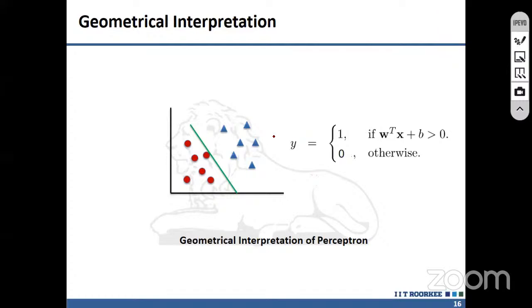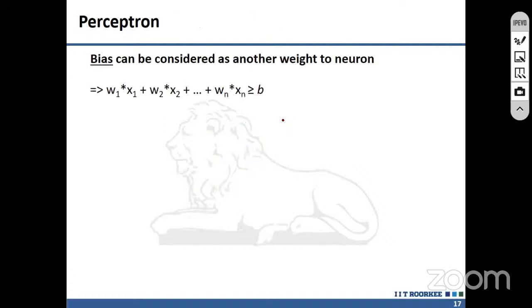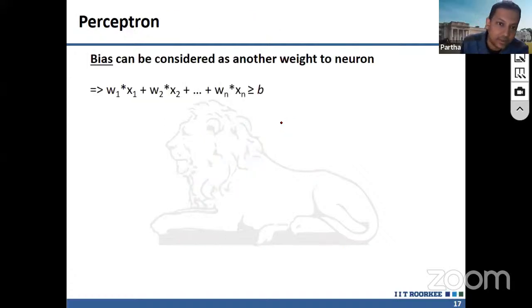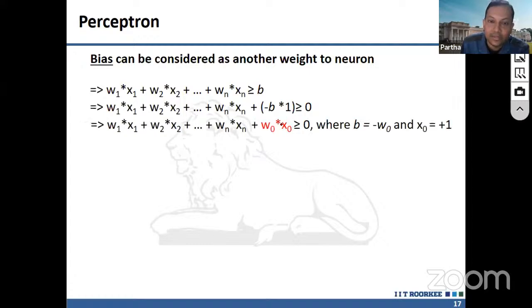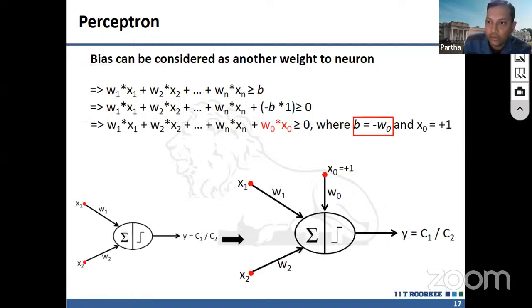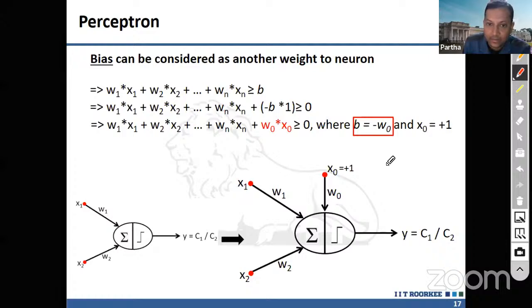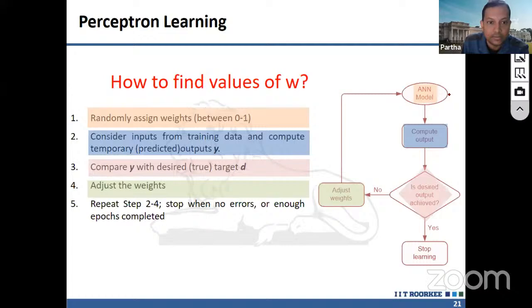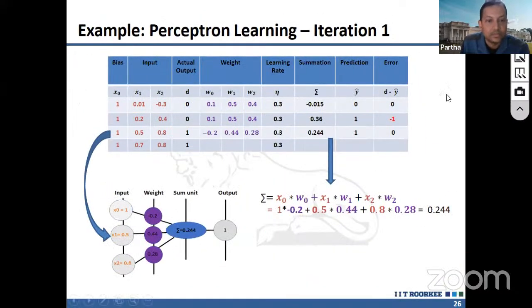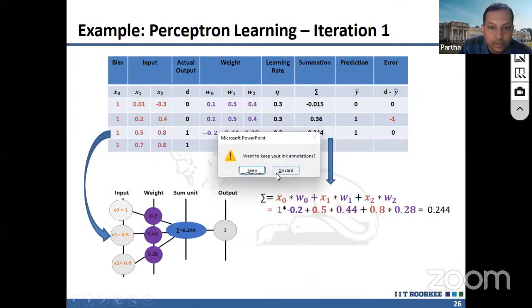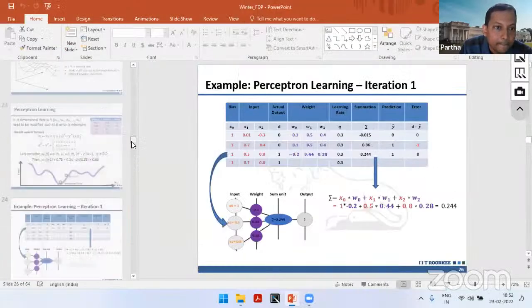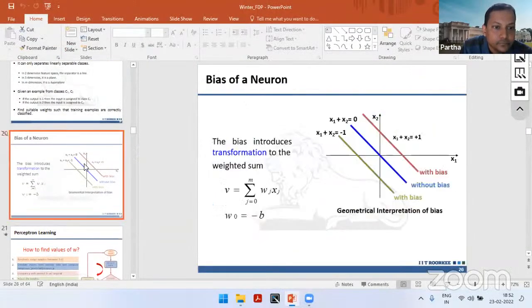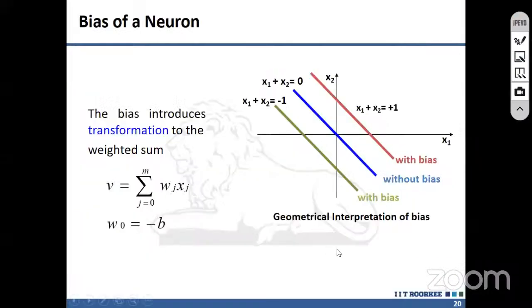First, let us see what the bias is. We have this next slide: what is bias? Bias can be considered as another weight. As I was saying, if we do not have bias, then what will happen? And one more question: what is the need of adding non-linearity in the network?